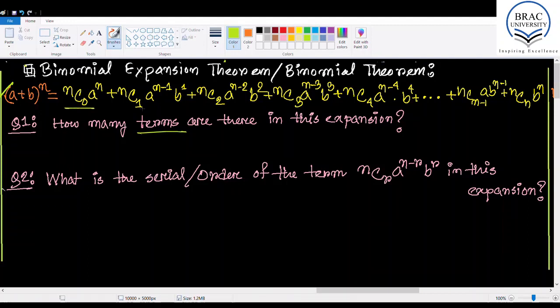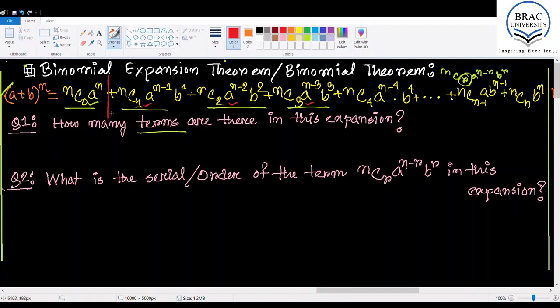You are asked how many such terms are there. Can you count that? Yes, you should. As we know, the general term of a binomial expansion is nCr a to the power n minus r into b to the power r, where the r value always changes. Here the r value was 0, then 1, then 2, then 3. So we are supposed to count the total number of terms in this expansion.